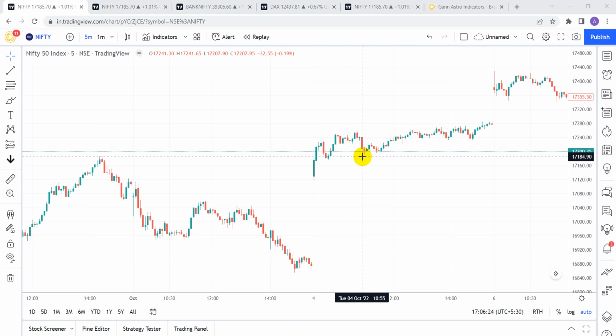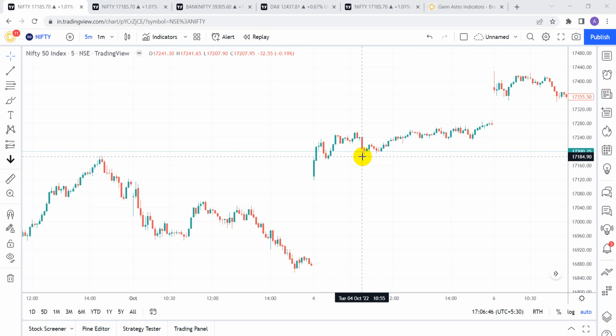They can be applied on any instrument, whether it is index, currencies, commodities, because these are natural cycles and they tend to work in all the instruments. And these are pure intraday indicators. We generally apply them on 5 minutes time frame, but you can apply on 15 minutes, or if you are a very short term trader trading in heavy volumes, then you can even apply on 1 minute chart.